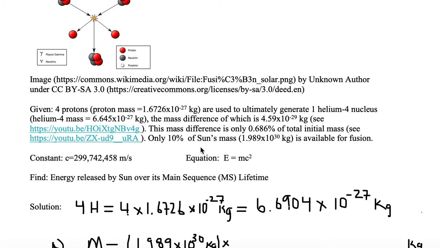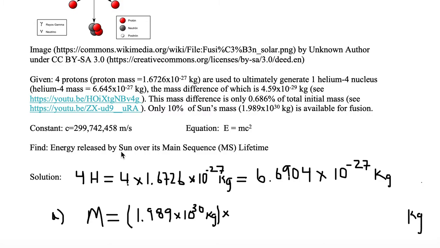Now we know the mass of the sun is 1.989 times 10 to the 30th kilograms, and of this mass, only 10% is available for fusion. So not all of it. You have the whole sun there, but not all of it is used in the core for fusion. The core is just a portion of the sun. So it's about 10% of the sun's mass. So we want to know the energy released by the sun over its main sequence lifetime.